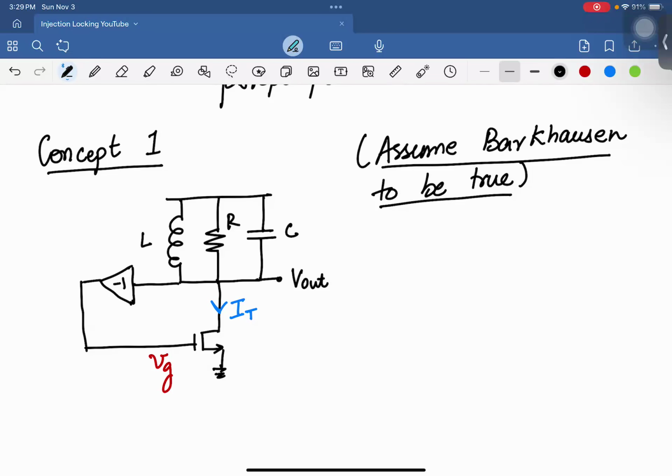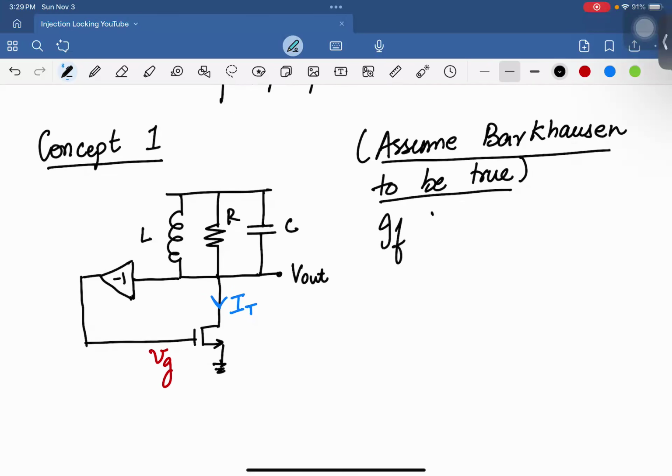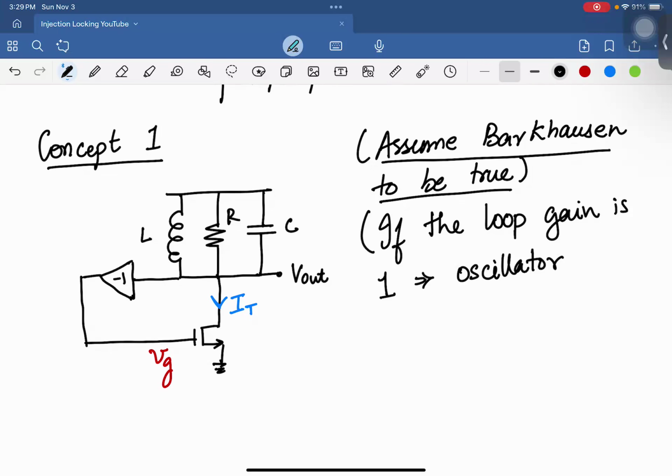So what is that? So that says that if the loop gain is 1, so it's a very loose kind of description of Barkhausen's criteria. It's not necessarily exactly this, but let's just go with this. That if the loop gain is 1 around the loop, then this circuit oscillates. Okay.